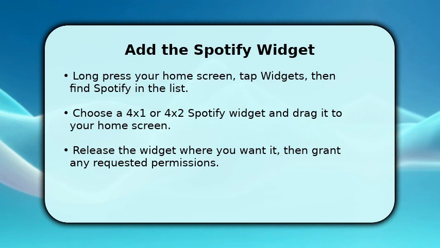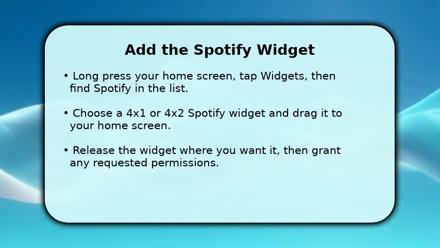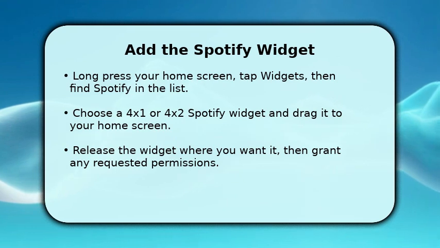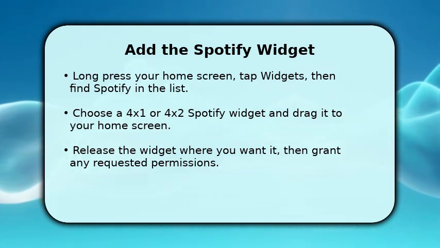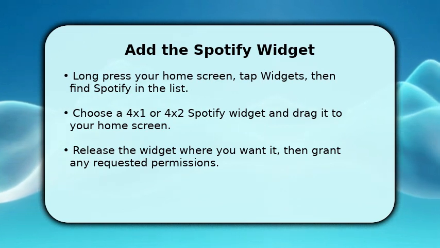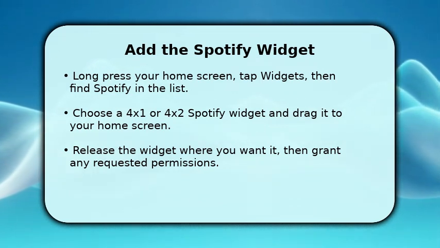Tap and hold the widget and drag it onto the home screen page you want. Release the widget to drop it into place and allow the launcher to position it. If Android prompts for media permissions, accept them so controls function correctly.